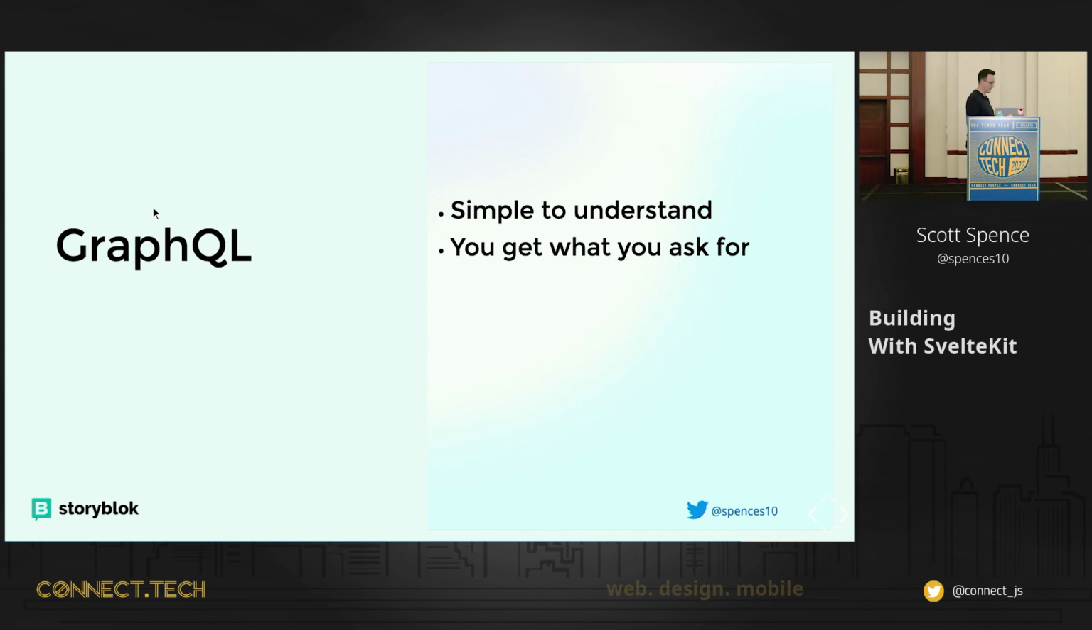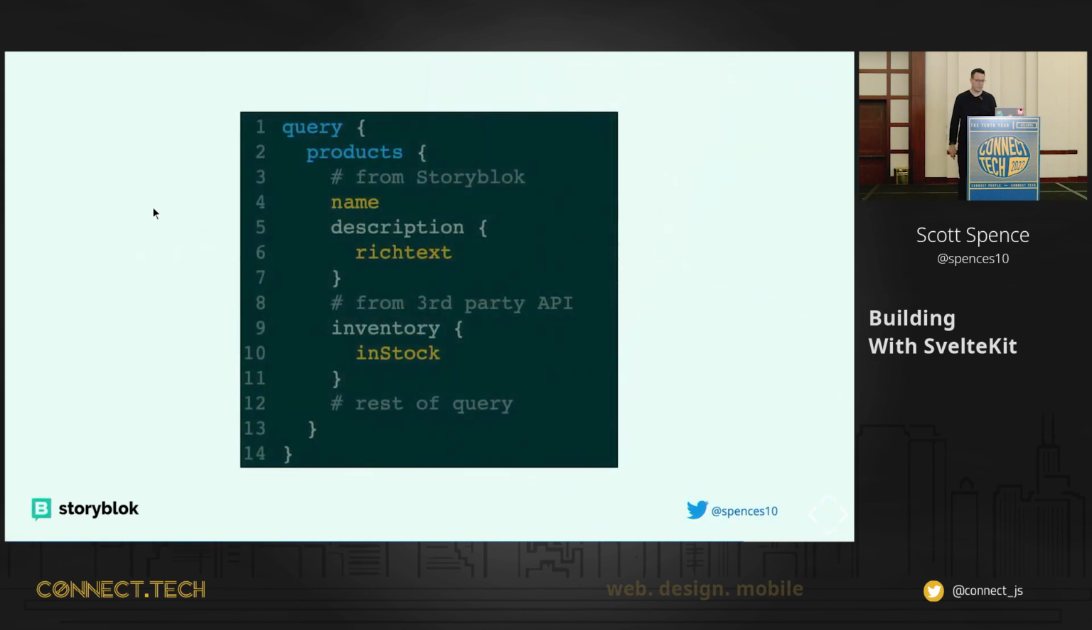With GraphQL, you can be very specific about what data you want to retrieve. You can use it on the browser and on the server. And one thing I'm quite excited about is federation. Federation is basically just a fancy word for bringing together your data sources.